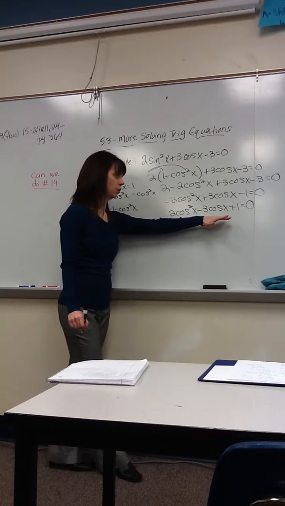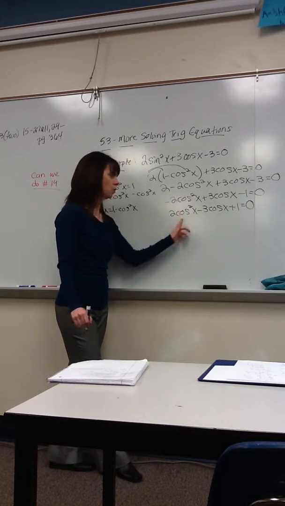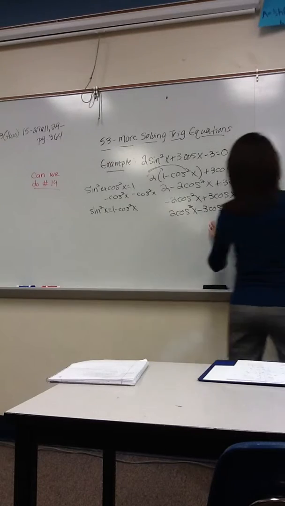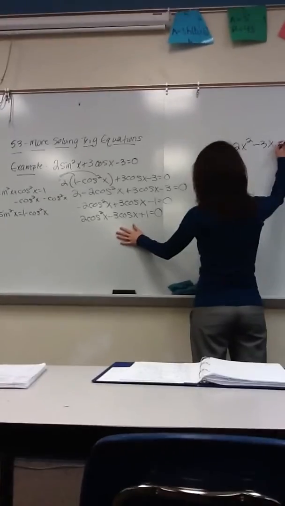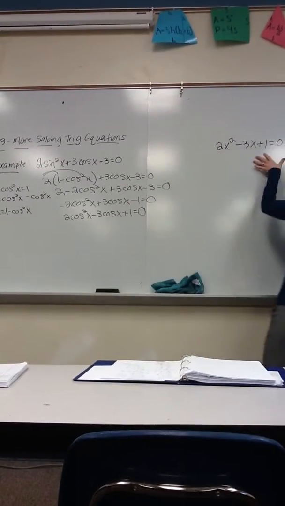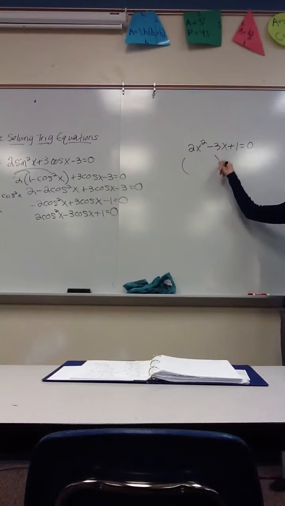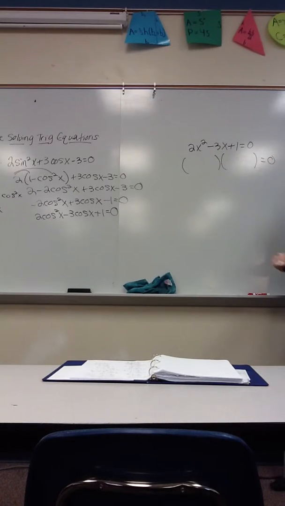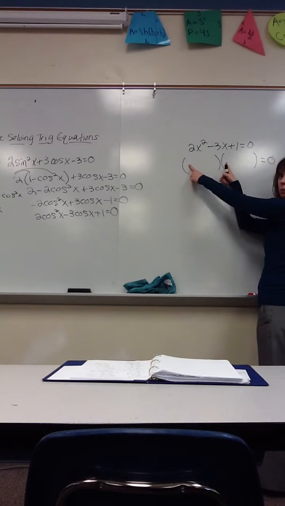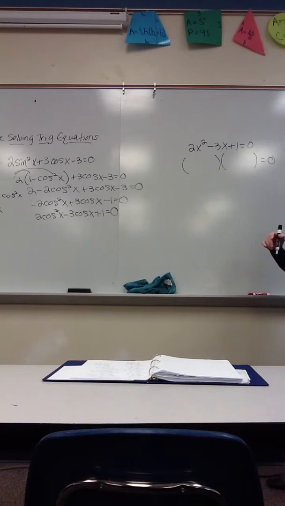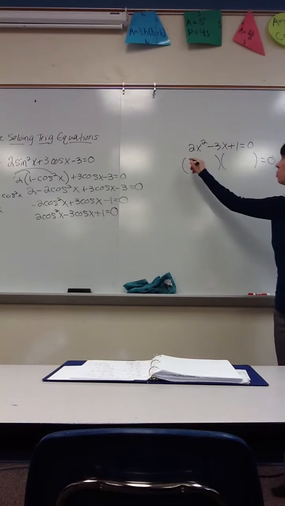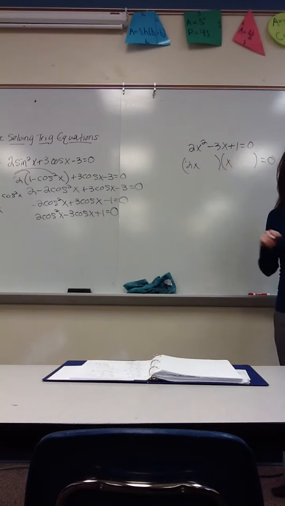What I'm going to do is write this down without cosines in it. I'm going to use x's instead, just so you can see what's going on here. You have 2x squared minus 3x plus 1 equals 0. We need to factor this. So when I say factor, I mean this. Now remember, whatever you put here and here has to multiply to give you 2x squared. What do you multiply to get 2x squared? 2x times 1x. I'm going to put a 2x here. I'm going to put a 1x here.